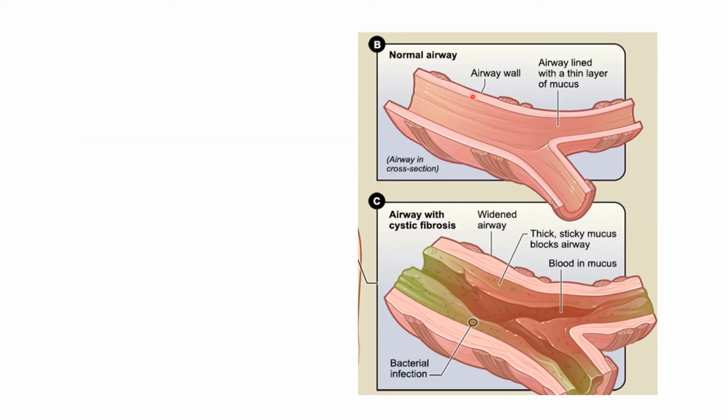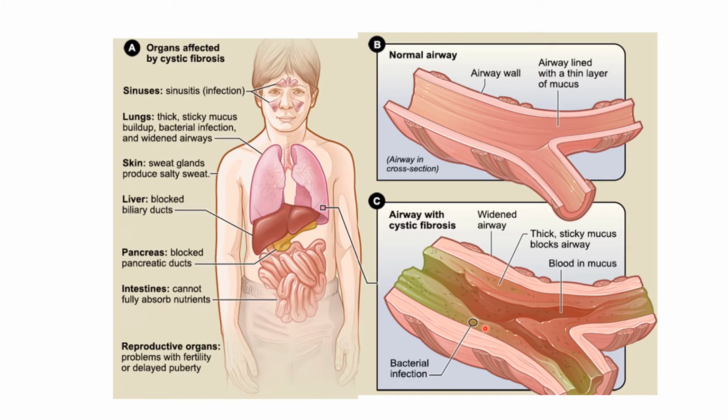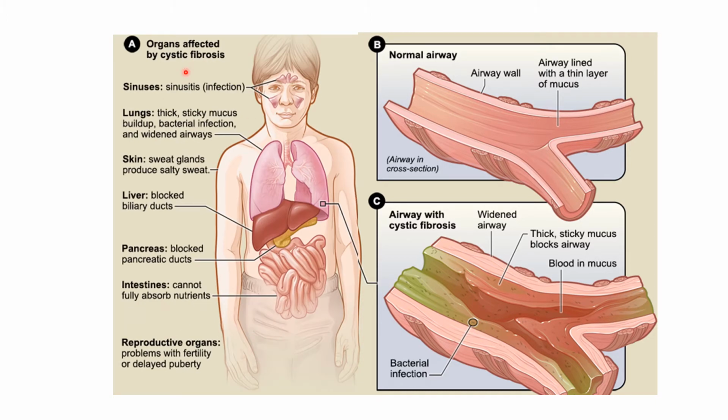Normal airways have no mucus blocking the air wall, with just a thin layer of mucus lining the airways. In airways with cystic fibrosis, thick sticky mucus blocks the airways, and there are chances of different types of bacterial infections. Cystic fibrosis affects different organs like the sinuses, which are cavities in our skull; sinusitis is an infection of the sinuses. It may affect the lungs, with mucus building up, bacterial infection, and widened airways.